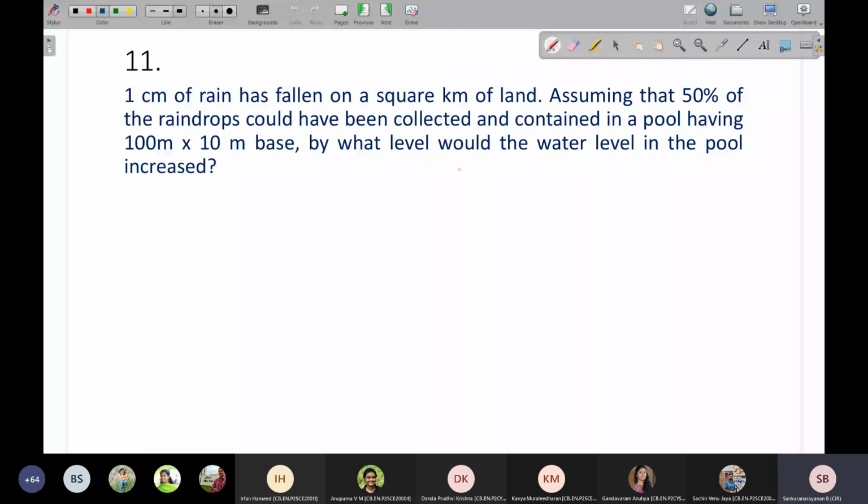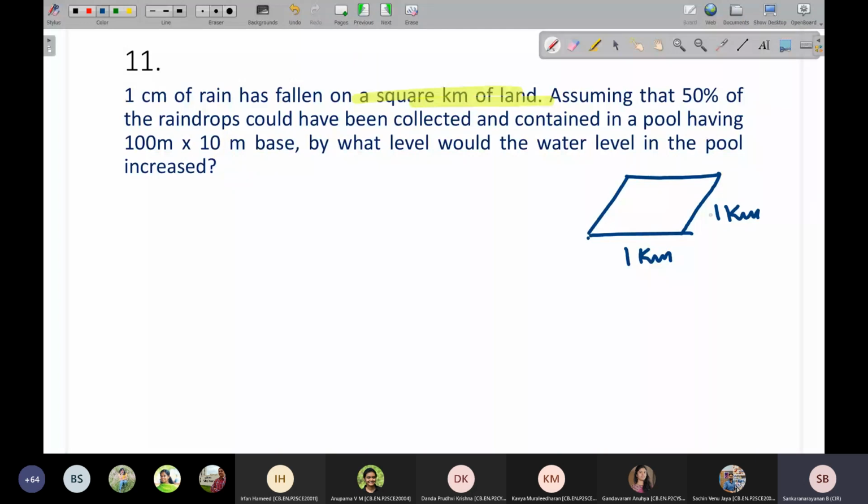I will explain how to do this question. Just listen to this. So you are considering 1 square kilometer of land area. It means you can consider something like this: 1 kilometer length and 1 kilometer breadth. Okay, 1 kilometer square area. Is it clear to you? 1 kilometer square of land.